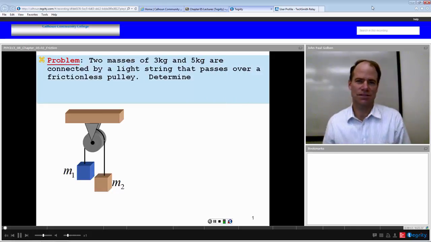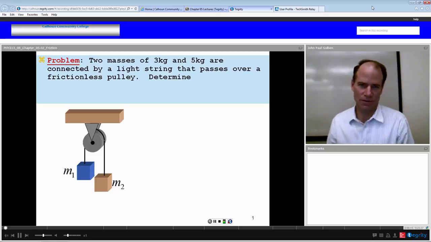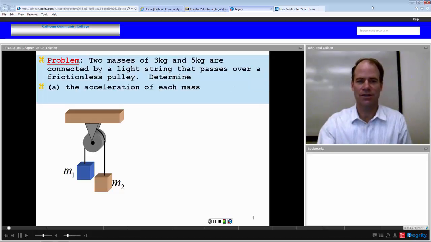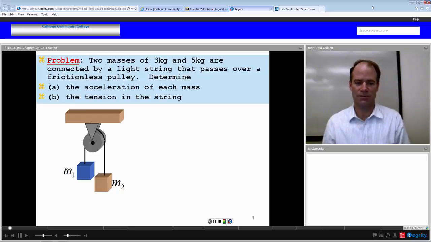Consider this example problem of applying Newton's second law. Two masses, 3 kilograms and 5 kilograms, are connected by a light string passing over a frictionless pulley. Determine the acceleration of each mass and the tension in the string.